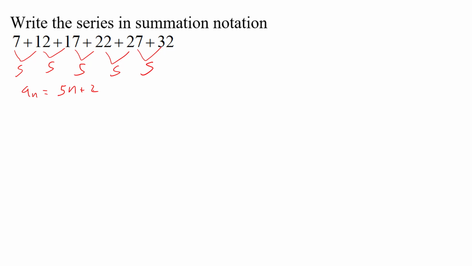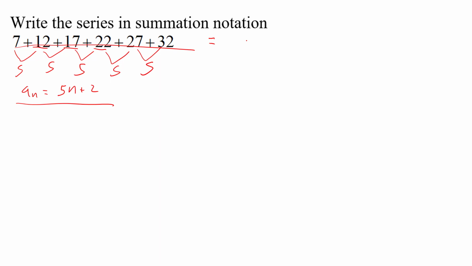5 times 2 is 10, plus 2 is 12. We got that one. 5 times 3 is 15, plus 2 is 17. We got that one. 5 times 4 is 20, plus 2 is 22. We got that one. 5 times 5 is 25, plus 2 is 27. So this formula works. But this is a sequence. We want to write the series in summation notation.